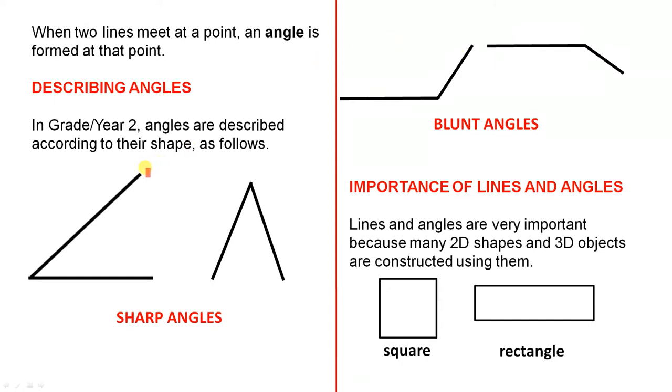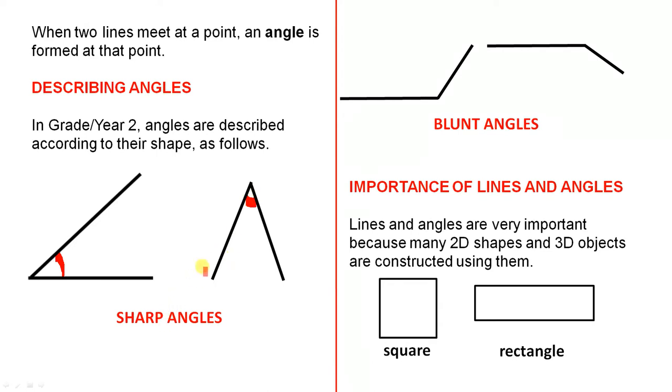So let's see. We have one line here. We have one line here. They meet at this point, there, and that is the angle here. Let's look at this one. We have a line there and a line here. They meet at that point there, so there is the angle.